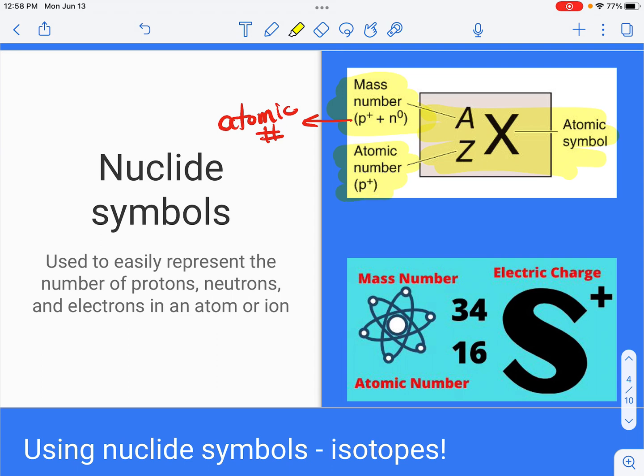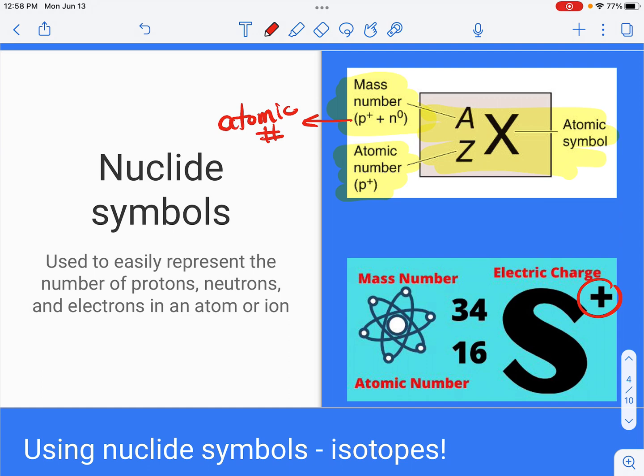And if it's a neutral atom, we don't include a charge. Sometimes you'll see it with a little 0 here to show you that that charge is neutral, but most often we don't include a charge unless it's an ion. And then you'll see the electric charge here. This is a kind of a weird example because sulfur doesn't usually make a 1+ ion, but this kind of gives you the idea of how that would work.